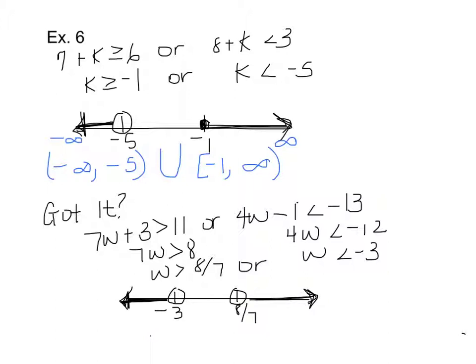So you write your interval notation. You're going to write, remember, this is negative infinity, positive infinity. So it would be negative infinity to -3, union 8/7 to positive infinity.